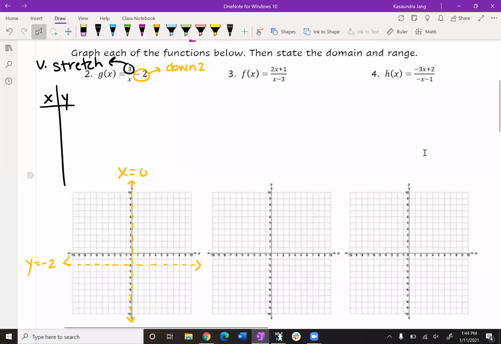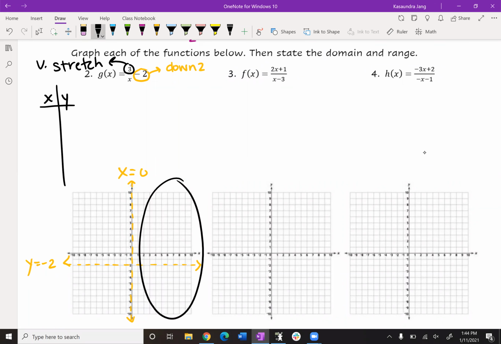So with my XY chart, let's pick some X values to the right of that asymptote, some X values to the left of the asymptote. We'll go left and right. Okay, so let's see here, Kaylin, will you pick some numbers to the right of the asymptote?